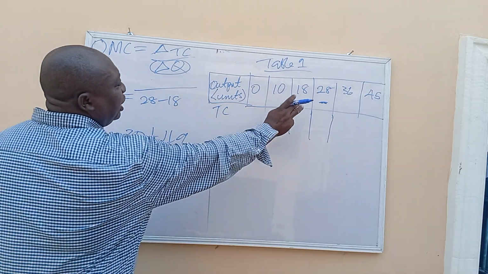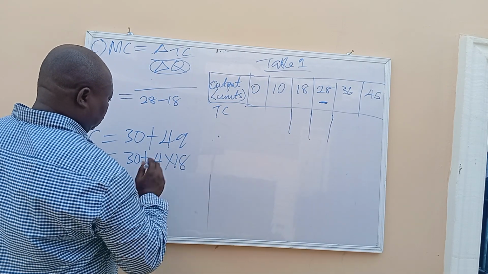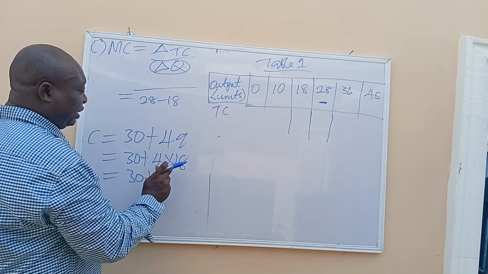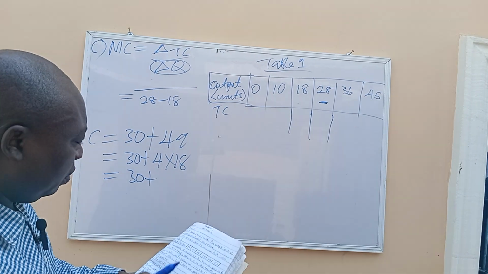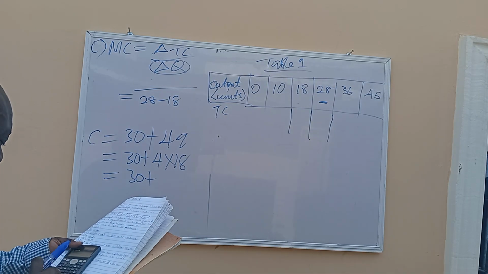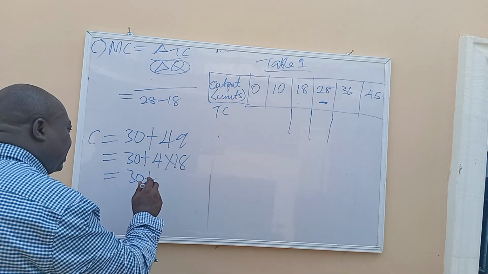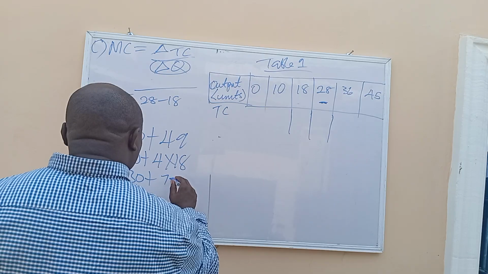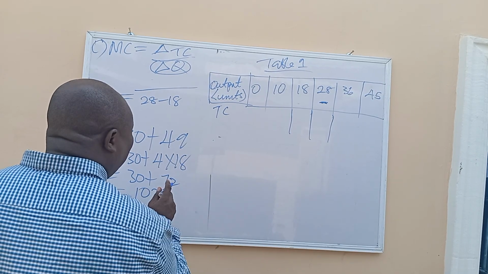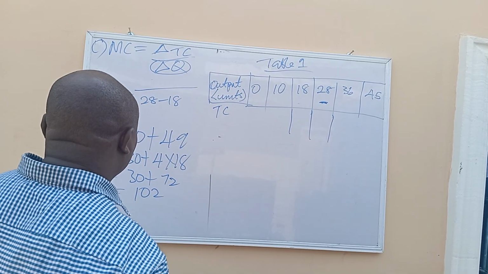The output, 18. So 30 plus 4 times 18 is what? Multiply it, tell me the answer. 4 times 18, what do you get? I got 72. Oh, so add it together. 102. We have done this one too, so just write it somewhere.